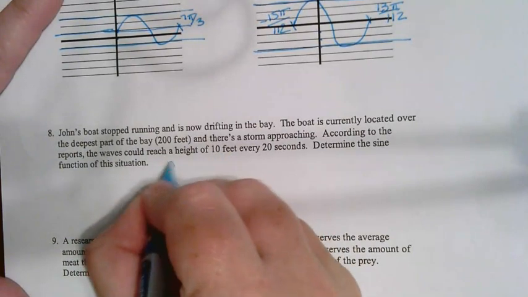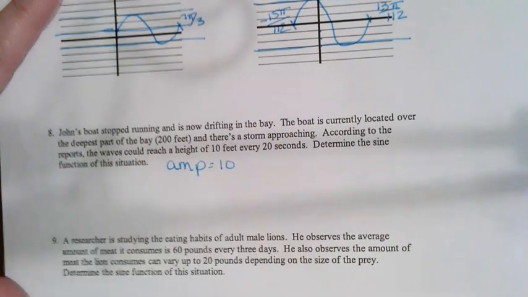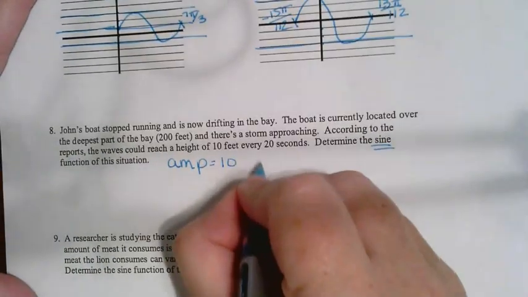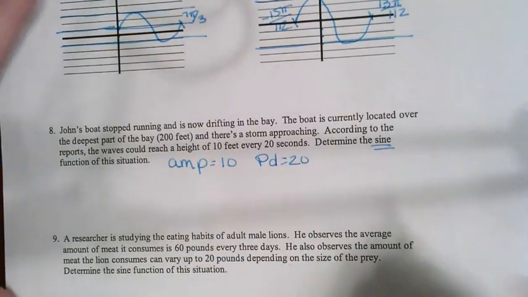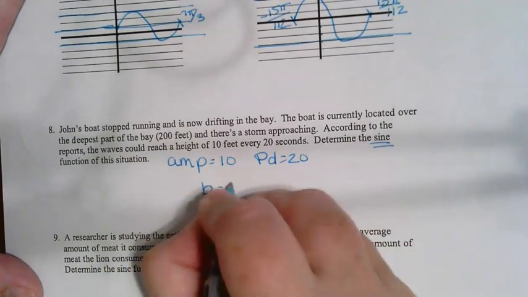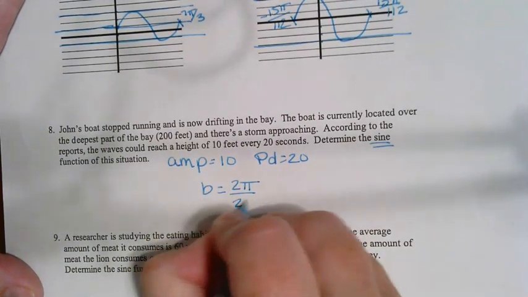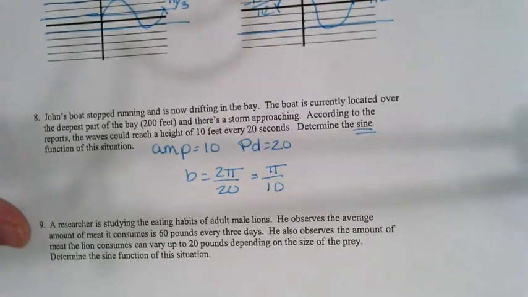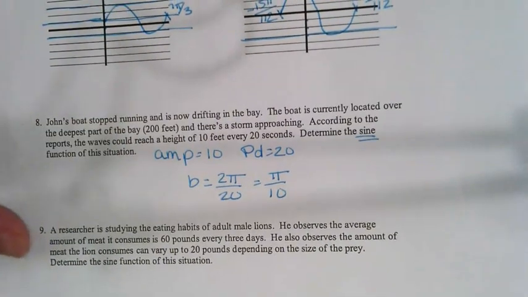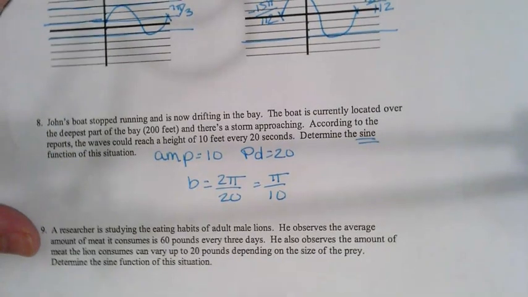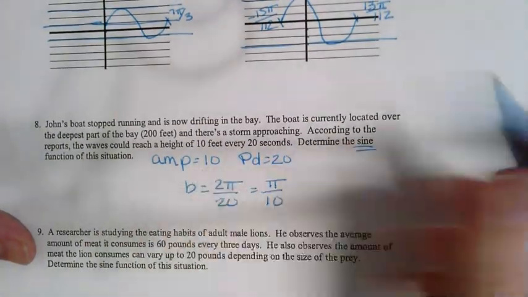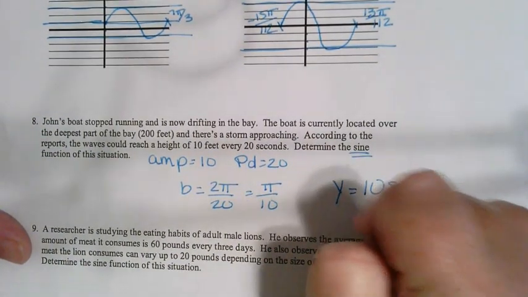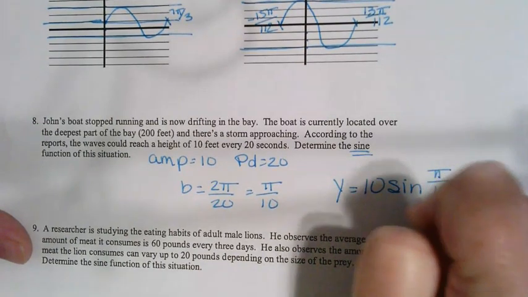Okay. Height, so my amplitude here is 10. They did tell us it's sine. And we know our period here is 20. So B is 2 pi over 20, which is just pi over 10. We don't know much after that. They did tell us the deepest part, but not enough information for that. So here we go, y equals 10 sine pi over 10 theta. And there you go.